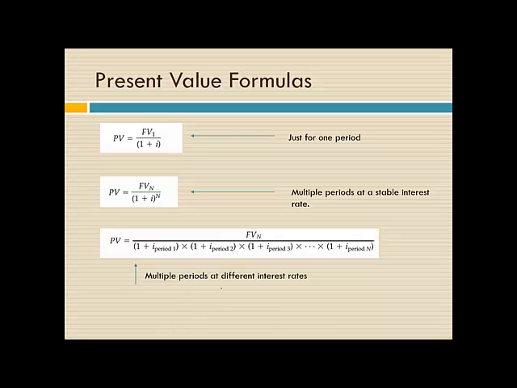So if we look at the initial present values, we have the same rules here. This is the formula that we use when we're working with just one period. This is the formula that we use when we have multiple periods at a stable rate. Basically the only difference between these two formulas is the N right there. And of course if we have multiple periods at different interest rates, then we use the more elaborate formula.